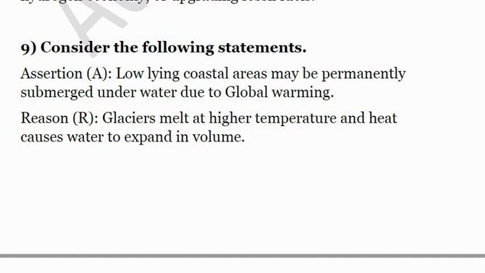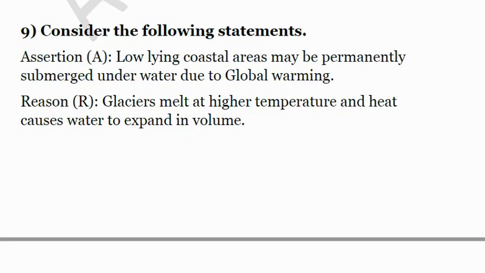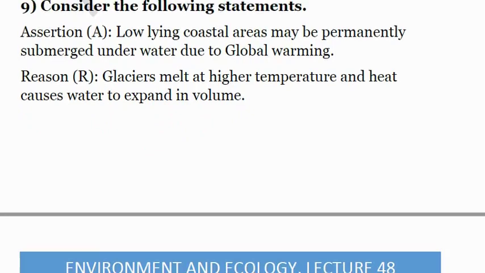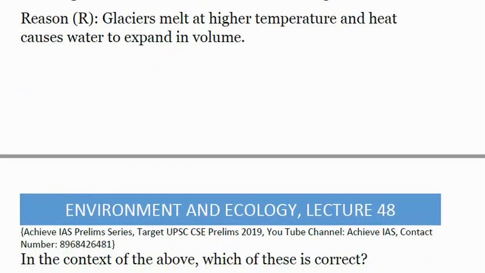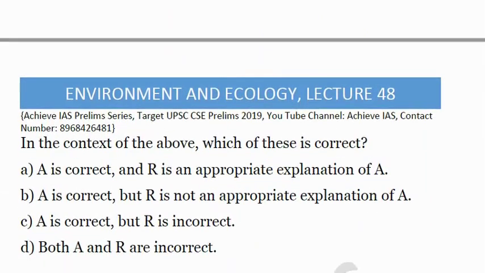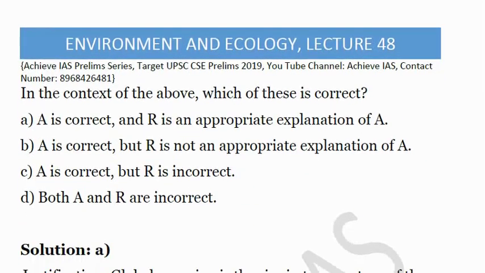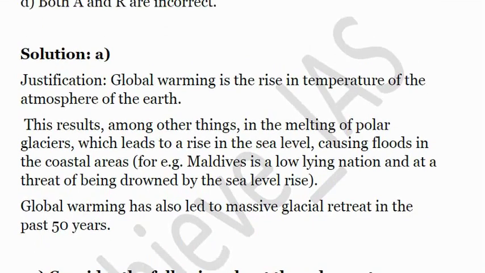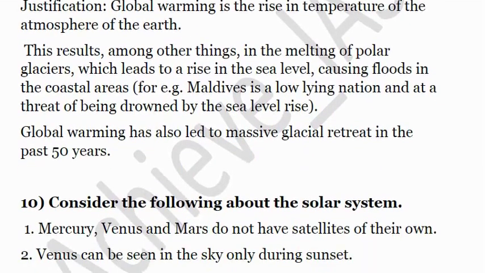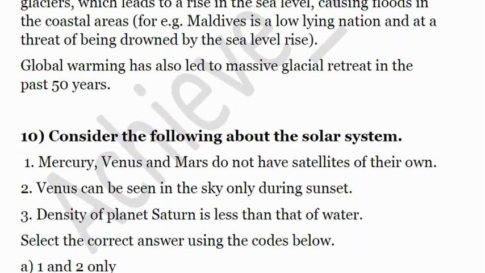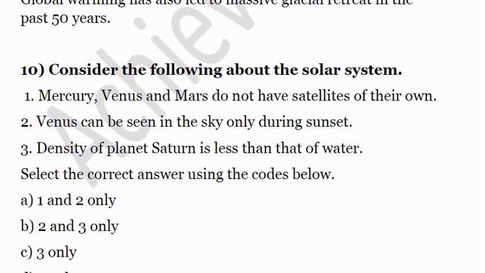The reason is also correct, because an increase in temperature causes heat, which causes water to expand in volume, and the glaciers also melt, and in this way the low-lying coastal areas would be submerged. So the assertion is correct and the reason is the correct explanation of it. So here A is correct and R is an appropriate explanation of A. So the solution is A. You already know that global warming increases temperature, melts glaciers and increases water volume, which ultimately increases the threat of low-lying coastal areas being submerged.